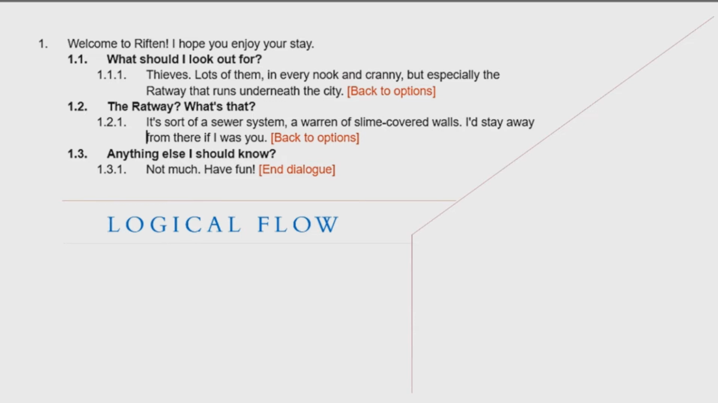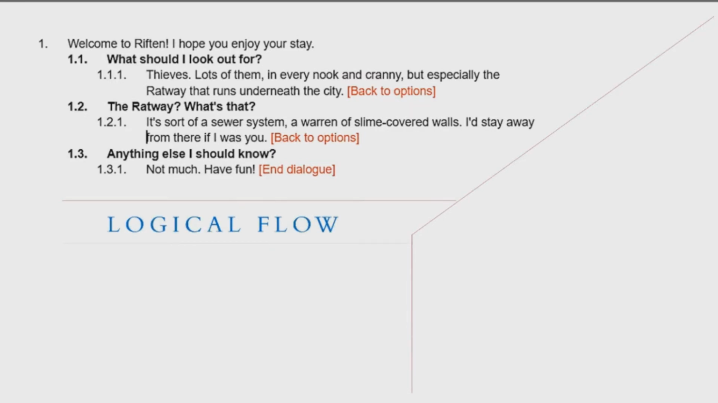But the way that this is actually structured, 1.1, 1.2, and 1.3 are vertical. That means all of them could be chosen. That's your branch right there. So that means you could technically say, "Welcome to Riften, I hope you enjoy your stay." "The ratway, what's that?" Which makes no sense. You have not established what the ratway is or even that it exists, so you would never ask that.